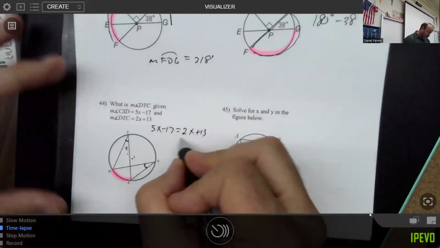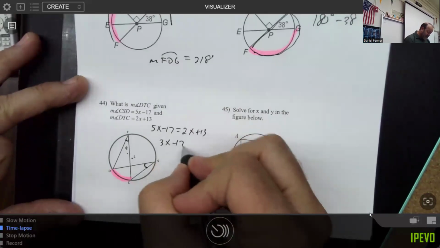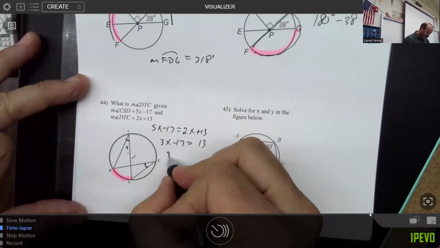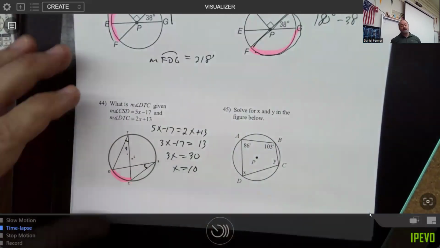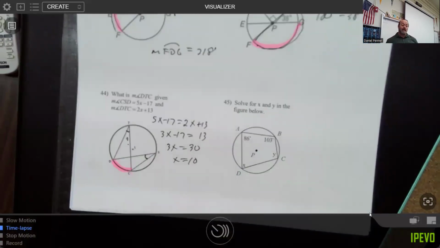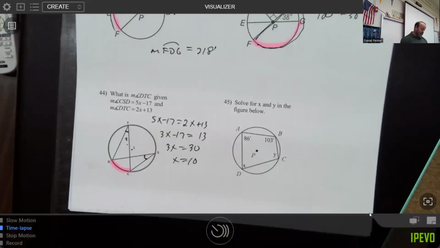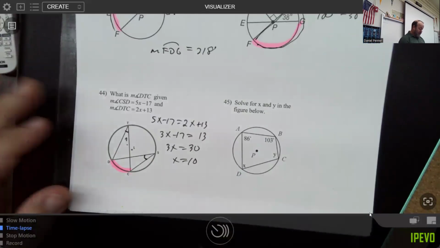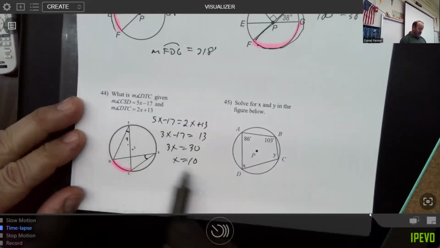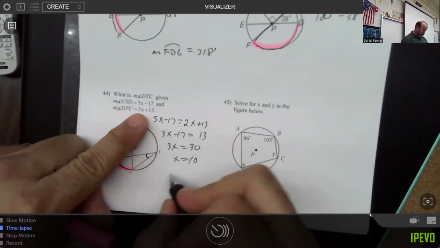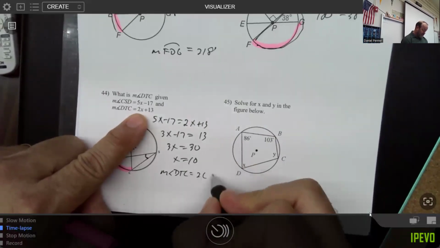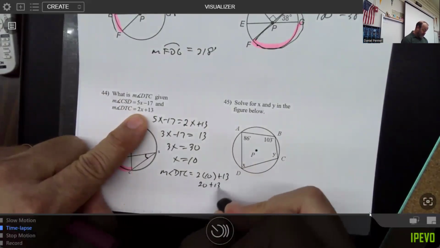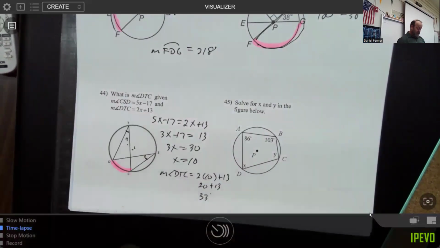So we're going to move things around. I'm going to subtract 2x from both sides, add 17 to both sides, and I end up with 10. And that's a good answer, but again, it's not complete because it didn't ask for x this time. It asked for the measure of the angle. So angle DTC is going to plug in x right here. So DTC would be 2x plus 13, where x is 10. So 20 and 13, so that'd be 33 degrees.